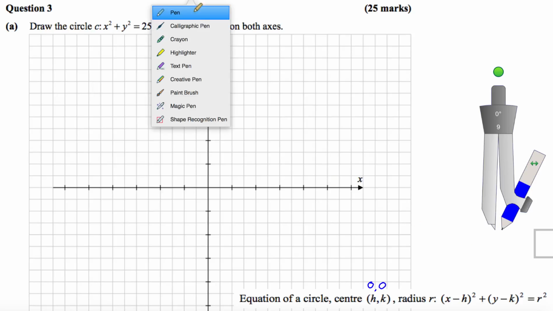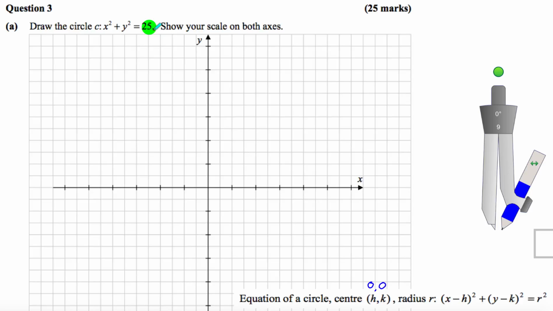So we can see here that the number on the right, 25, is going to be equal to the r squared on the left. So if r squared is 25, r stands for the radius, well, the radius would be the square root of 25, which is 5. So we're going to have a circle with center 0, 0 and radius 5, the square root of 25. So we're just going to construct that circle here.